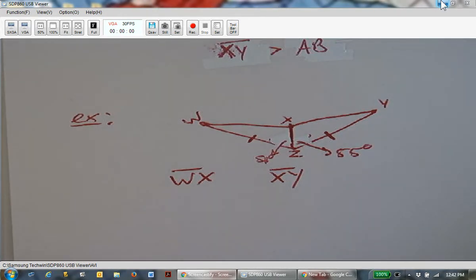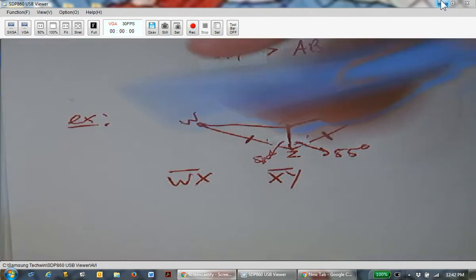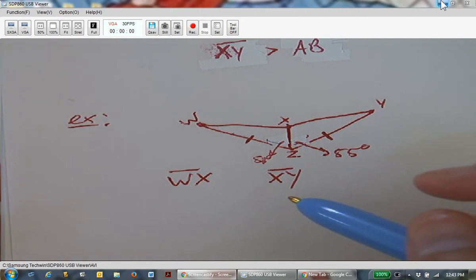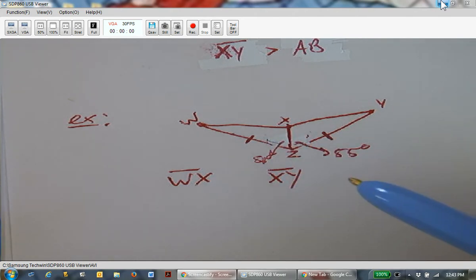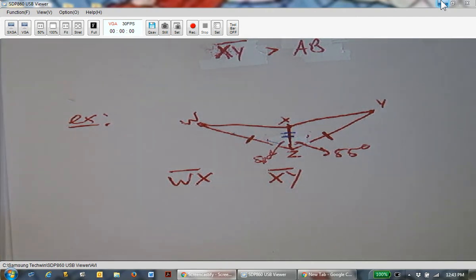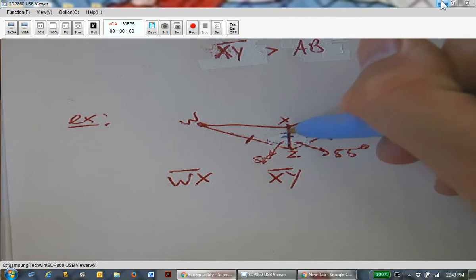Oh, and let me help out really quick too. So we found that WZ is the same length as YZ, right? Is there any other side on these two triangles that is similar in length? Yeah, Sophia? XZ. On these two triangles? How are they the same?